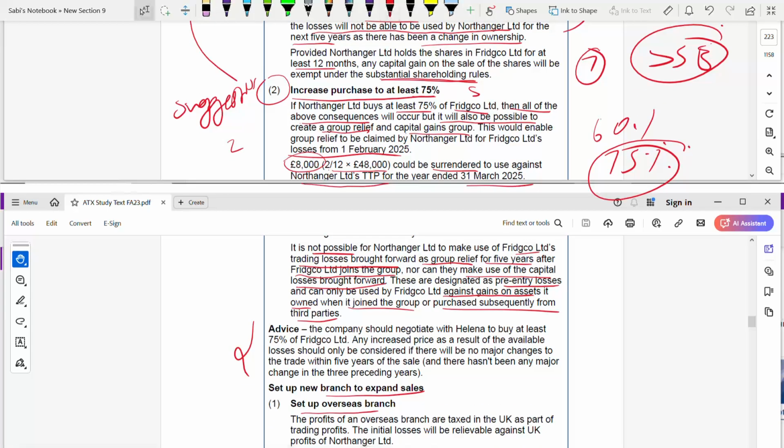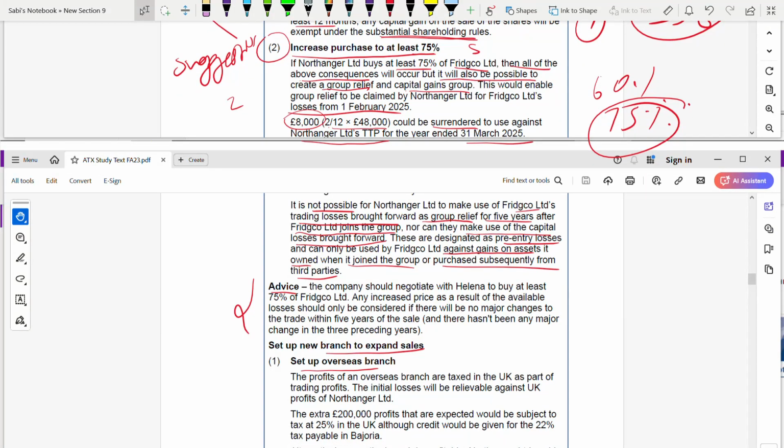Now they told you to advise. Now is your advice. You have given the suggestion. Now what is your advice? Your advice. See, the best way is negotiation. The company could negotiate with Helena to buy at least 75% of this. Any increased price as a result of the available losses should also be considered, if there is no major change to the trade within the 5 years of the sale. And there hasn't been any major change in the 3 preceding years.